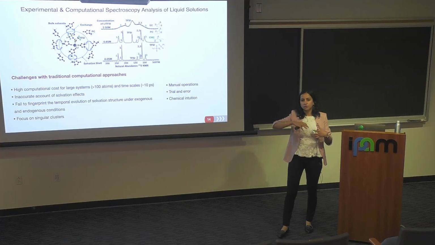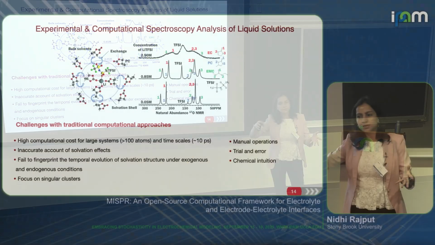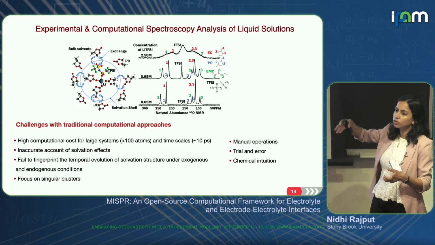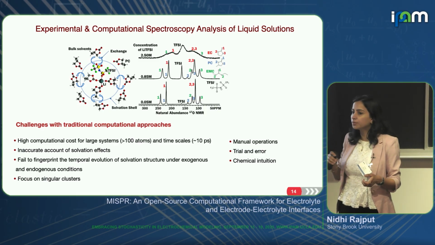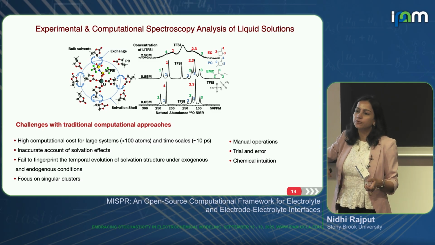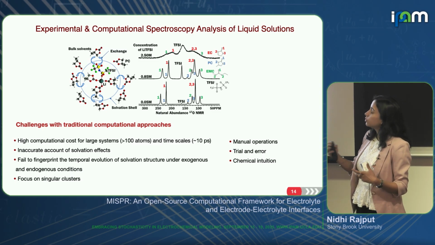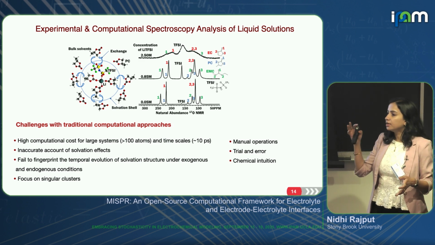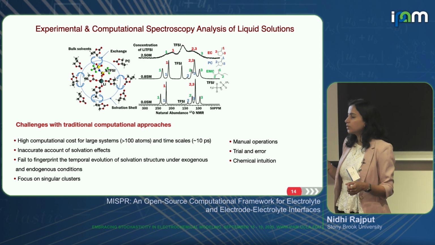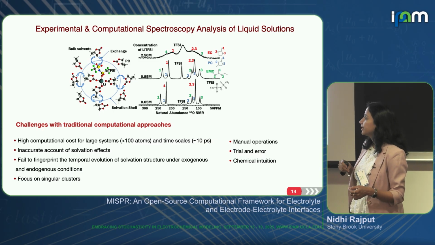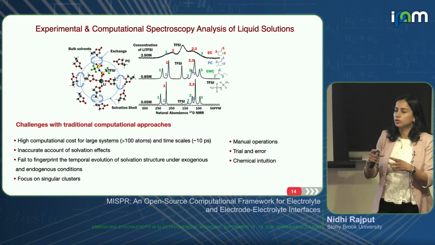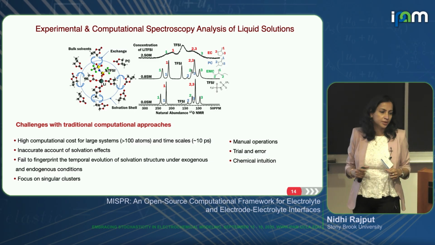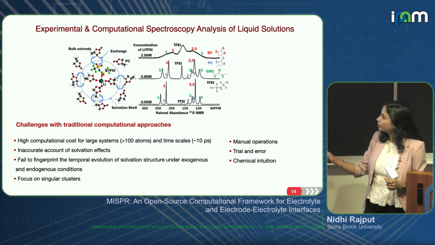And this overall approach is fraught with bias and a lot of manual intervention, because we try to come up with structures matching the center of the experimental spectrum and leave aside many possible configurations in the solution. Also, because of the high computational cost of DFT and AIMD simulations, we end up inaccurately accounting for the solvation effect and focus on a single structure, which we believe can represent the entire liquid solution.